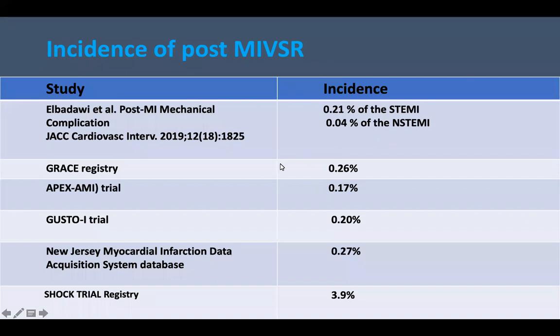In the other registries and trials, the GRACE registry reported 0.26%. The APEX AMI trial was 0.7%, the GUSTO trial 0.2%. Another, the New Jersey myocardial infarction data acquisition system database, 0.27%. All the studies have shown it is like 0.1 to 0.2%, except the SHOCK trial registry, where it was 3.9%. Actually, all of them were in shock. So whenever you have a shock state and a post-MI, your incidence will be higher than in routine MIs.